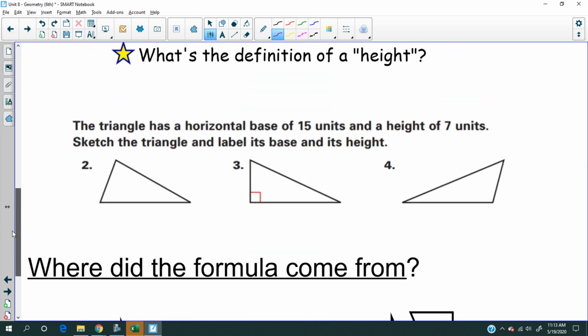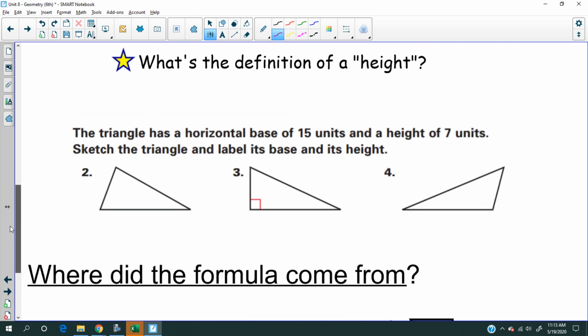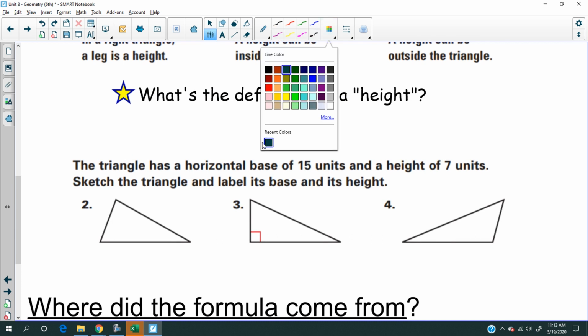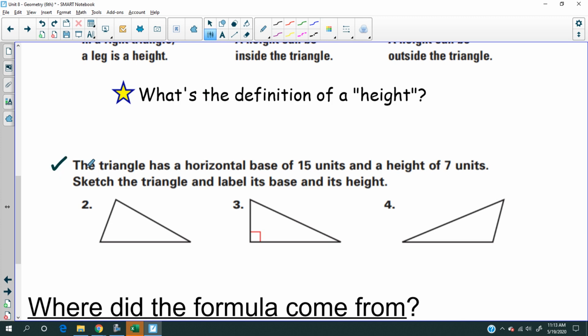So now, having said that, you know what, after this we'll stop, okay? So now let's read together. The triangle has, I really like this color today. Okay, all right, the triangle has a horizontal base of 15 units, so the base is 15.